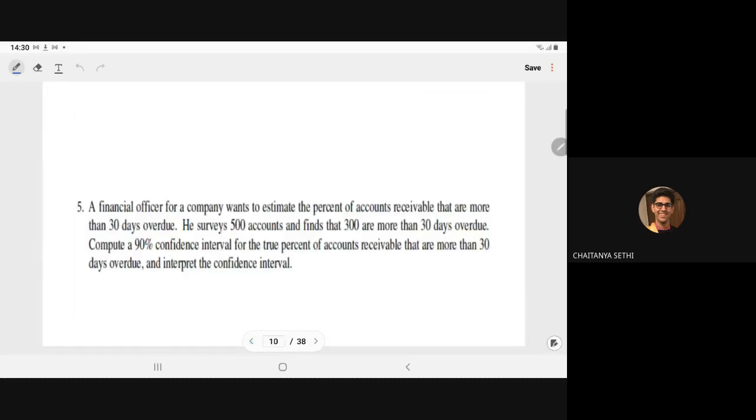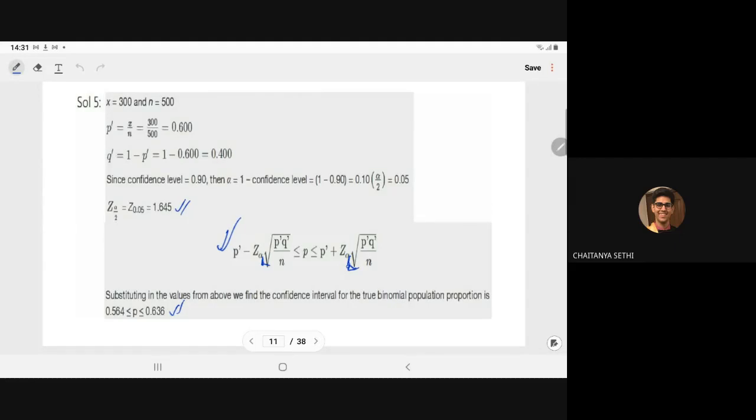Anything you want to ask in this? So the earlier question was based on the average mu, and this one is based on the proportion.